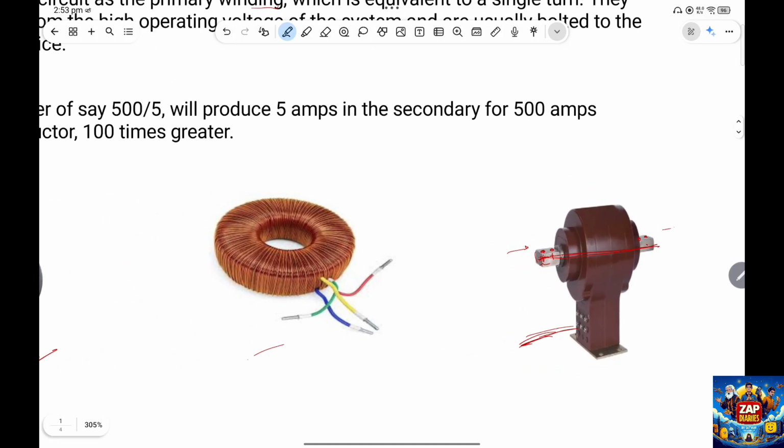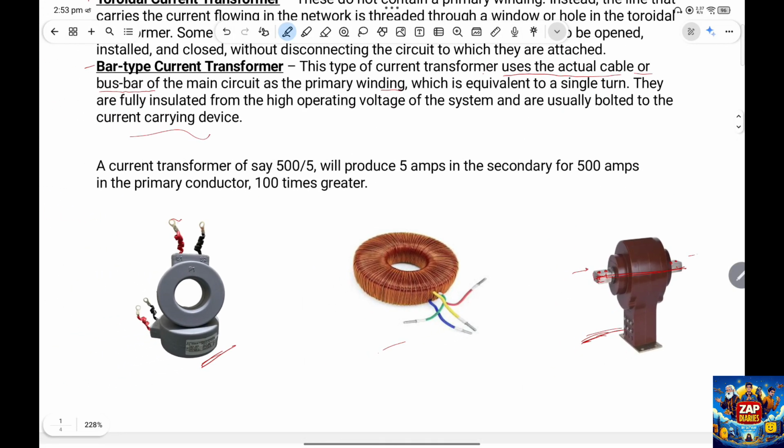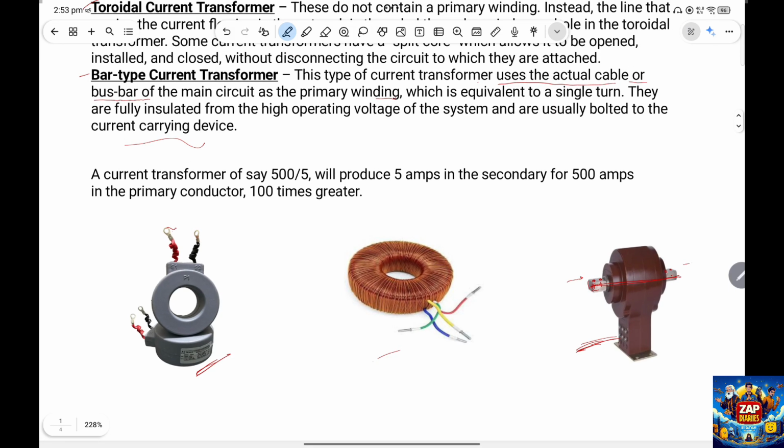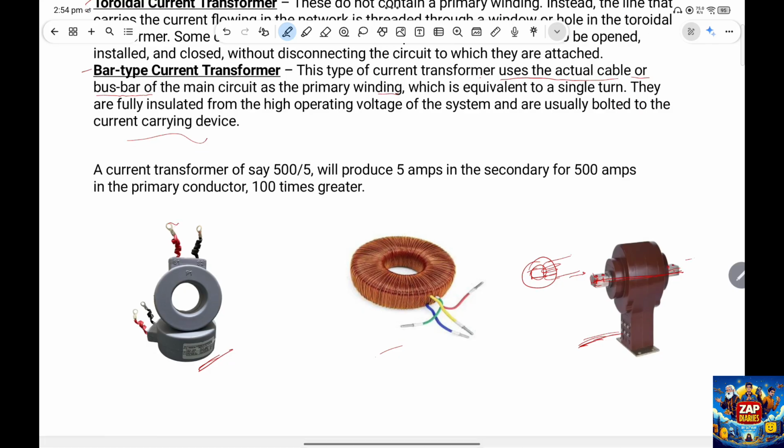So this works as a stationary one, and this square bar is equal to a single turn. This is of course the primary one, the primary for the CT, and this works as a single turn itself. And the secondary one is inside this one. There's a hollow core, and this bolt passes through the center, and the secondary one is wound through the hollow core.